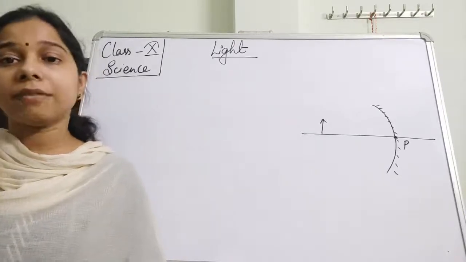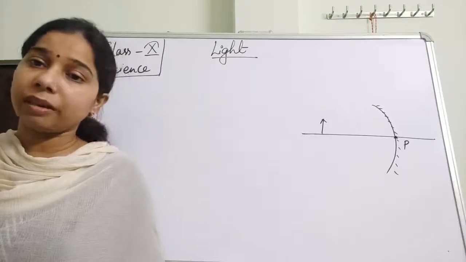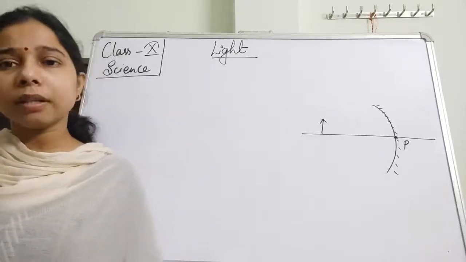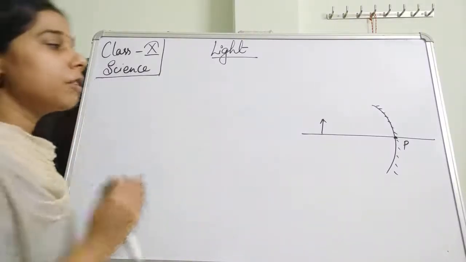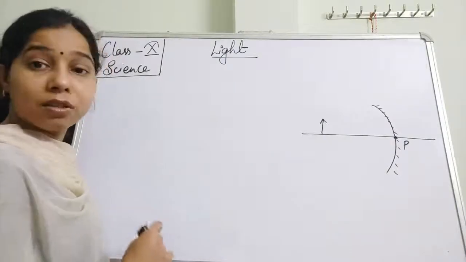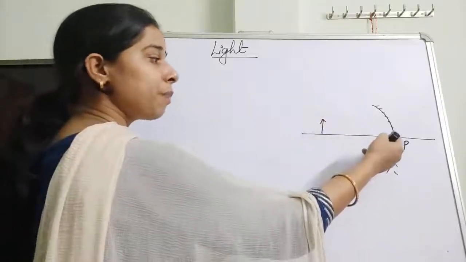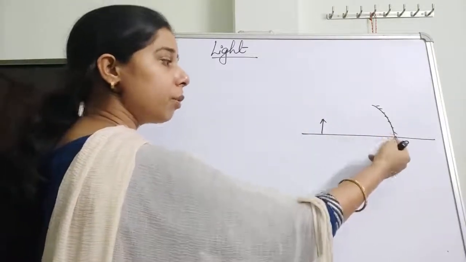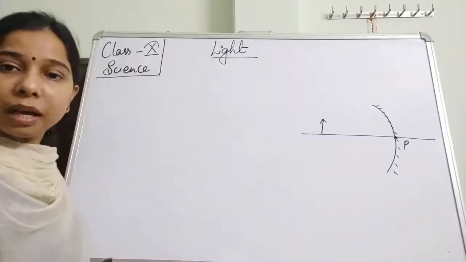Moving on, we have started with the sign convention of the concave mirror, students, which is really very important to understand. So what are the things which we have seen? First of all, in the sign convention, all the distances are measured from the pole. Obviously, whether we have to measure the distance from the pole to the focus or to the center of curvature, it will always be measured from the pole.